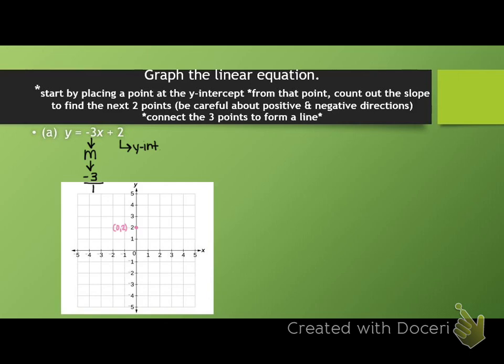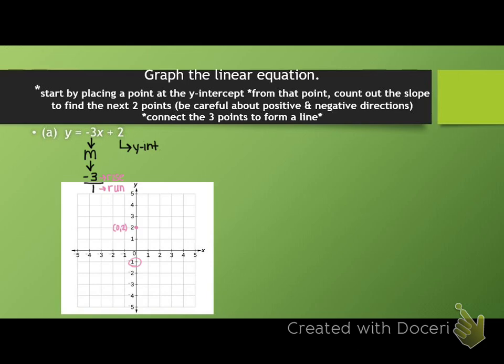Now, step number 2 says from that point that we just graphed, we're going to count out the slope. So we are going to look at the problem and we are going to rise and then we are going to run according to our slope. Now, this is where we have to be careful about directions. This is a rise of -3. Is that an upward movement on the coordinate plane or a downward movement? Down. So we're going to go down 3 spaces, no points until you've made both moves. So we go down 1, 2, 3, which puts us right here.